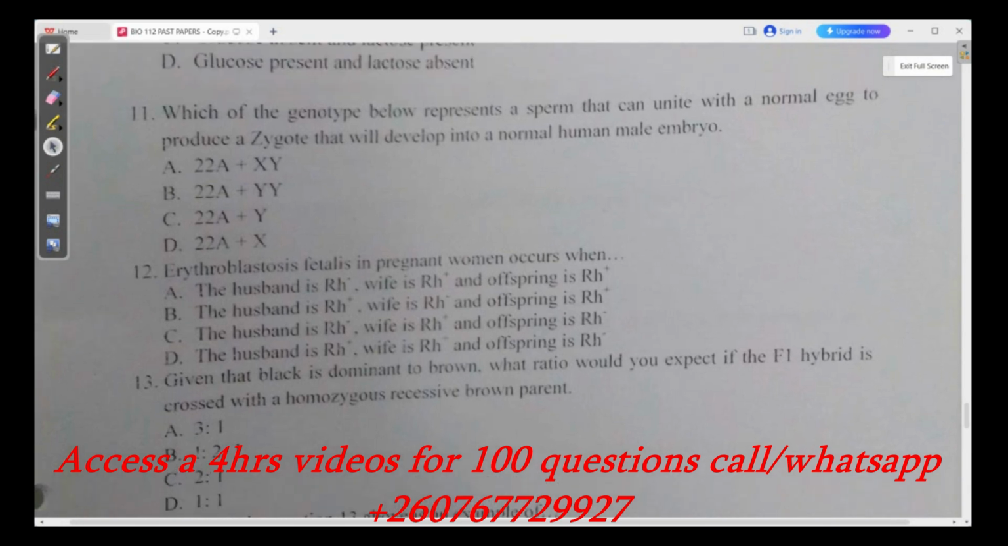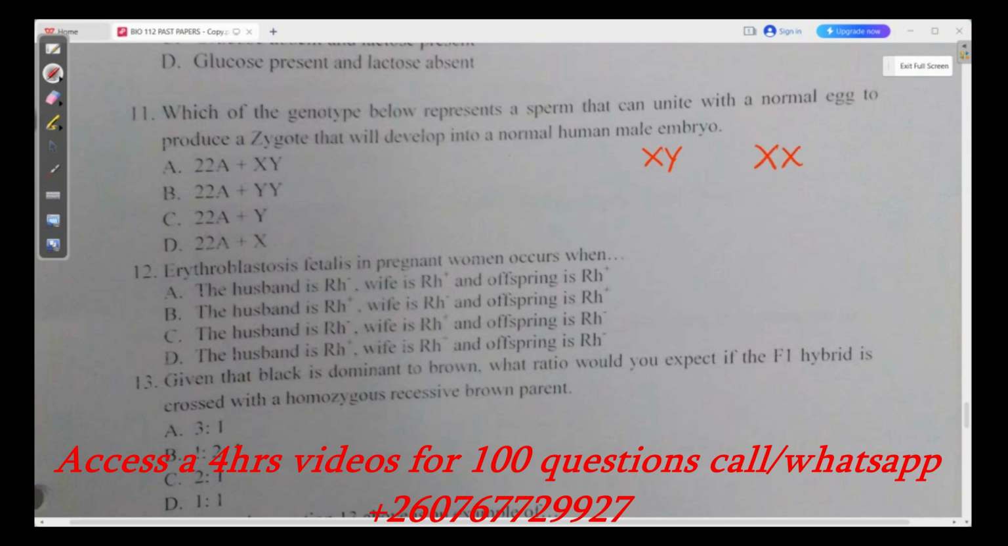Question 11 reads, which of the genotypes below represents a sperm that can unite with a normal egg to produce a zygote that will develop into a normal human male embryo? So this question has to do with you understanding the genotypes of males and females. You know that males have got XY. Any individual who carries the XY chromosomes is male, whereas females have got XX.